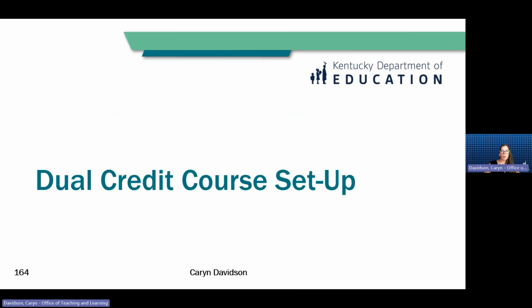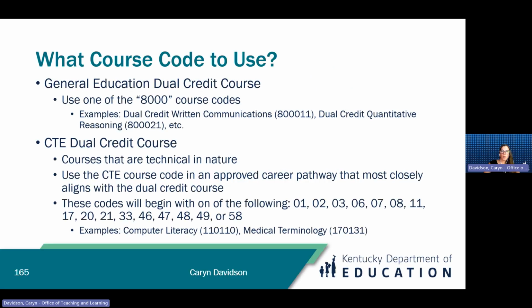So at this point, we're going to dig a little bit deeper into dual credit course setup. There's some extra requirements and things that are highly specified so that students can receive proper credit at the post-secondary level as well. The number one question we get in the course codes email box is what course code to use for dual credit courses. This can be a little tricky, but again, following our guiding principle, what's happening in reality should match in Infinite Campus.